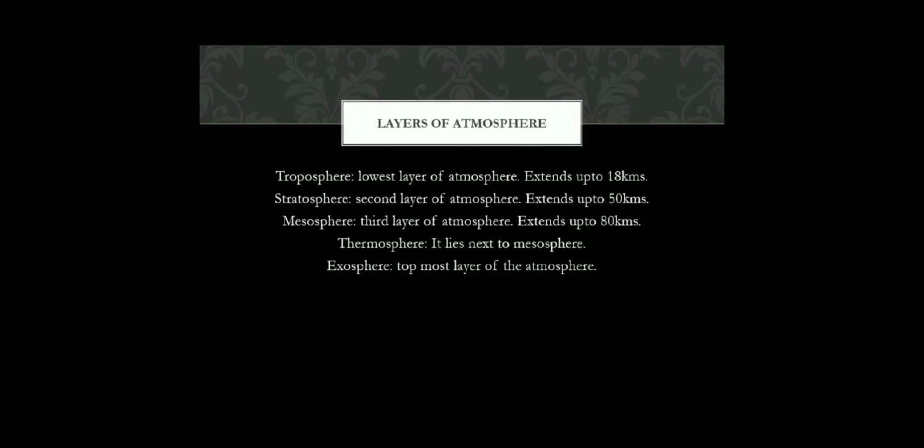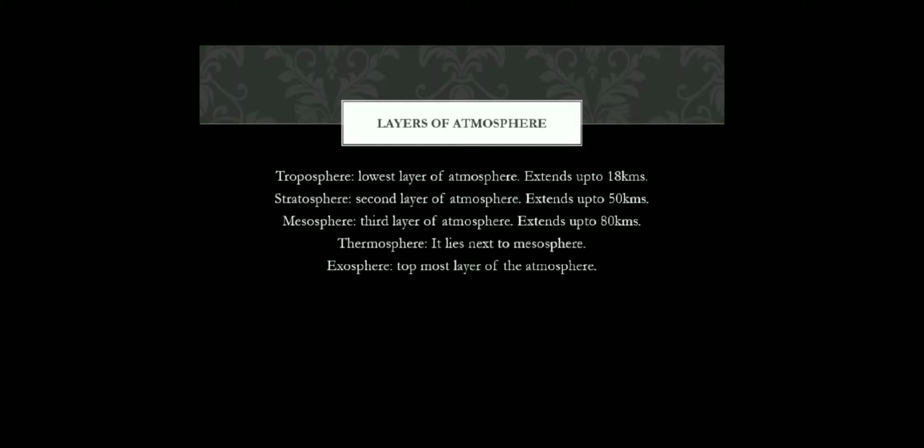Layers of atmosphere. The atmosphere may be divided into 5 important layers on the basis of its characteristic features. These are troposphere, stratosphere, mesosphere, thermosphere, and exosphere.